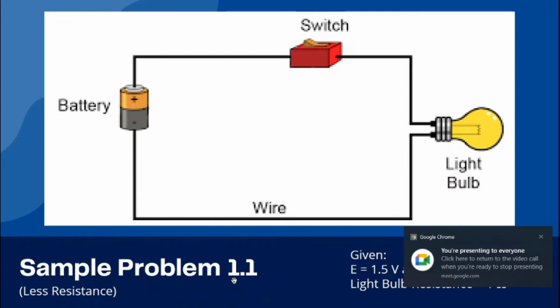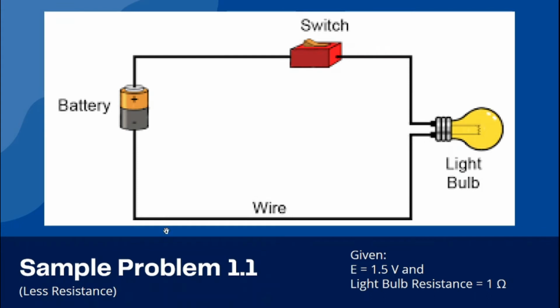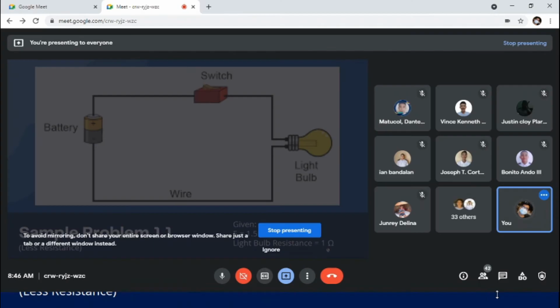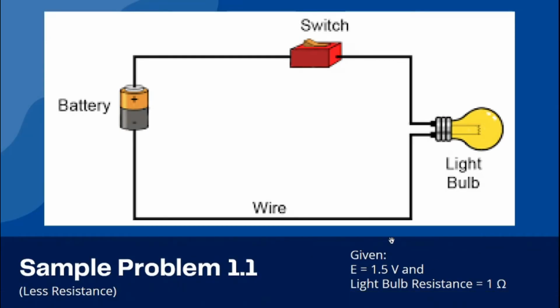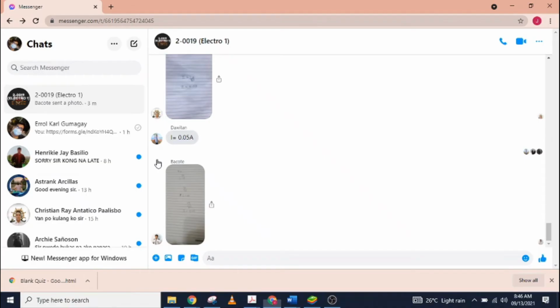Again, we have it here. Let's do this, class, 1.1. Okay, this is just the same circuit as before. We can say here that this sample problem has less resistance. Now, it says in the given, voltage is 1.5 volts, so the same voltage of the battery. But the light bulb resistance, we change it to 1 ohm. Now, can you calculate? Okay? Calculate, class, the current for this circuit. What is the current for this circuit now? Send it in the GC. Let's look at your answers.